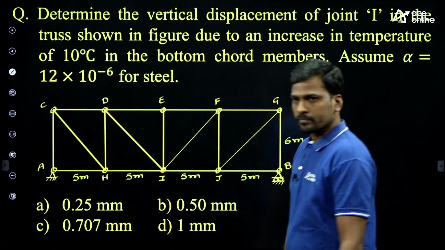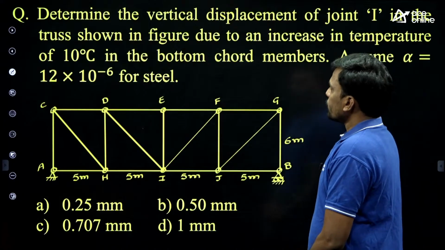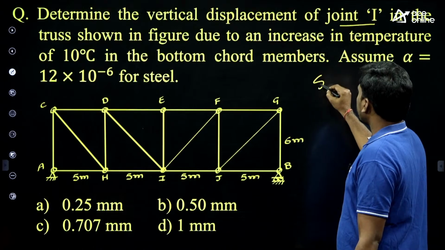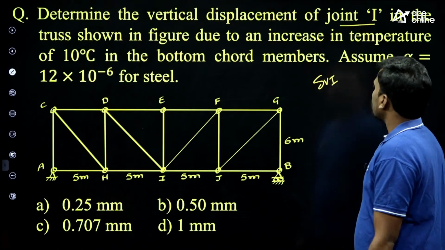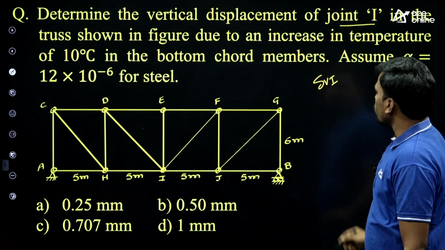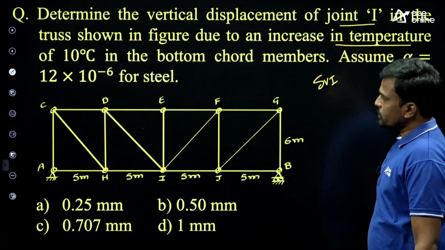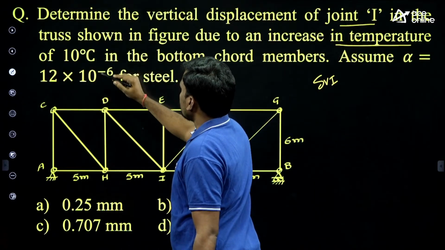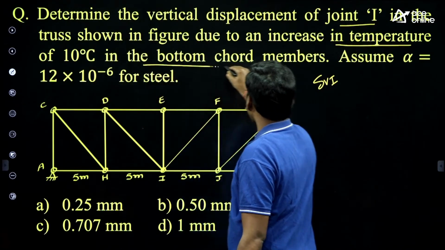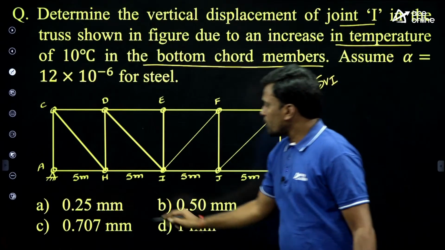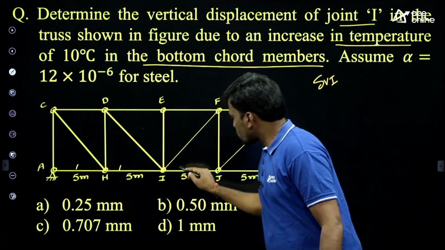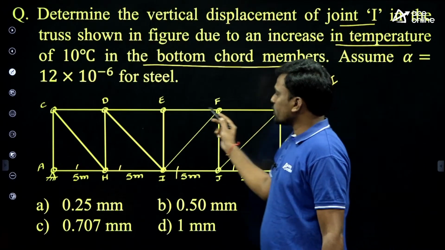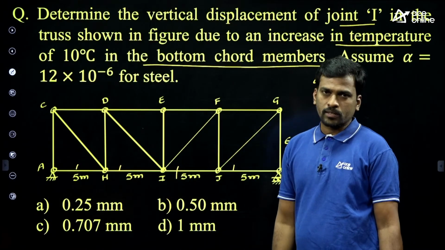Next question. Right. Determine the vertical deflection of joint I in the truss shown in figure due to increasing temperature of 10 degrees Celsius in the bottom cord members. There is an increasing temperature only in these bottom cord members. It means there is no changing temperature in the rest of the members.